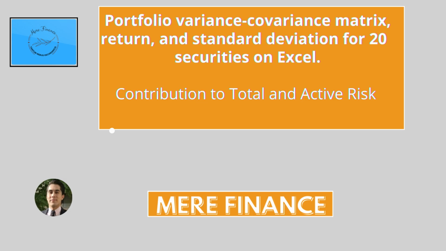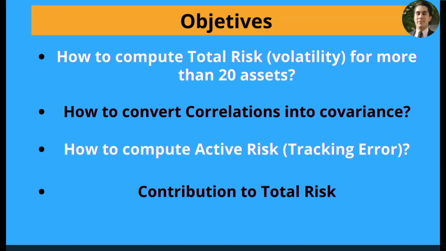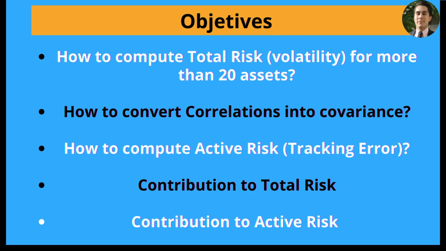So we're going to talk about portfolio variance, covariance matrix, return, and standard deviation for 20 securities on Excel. And we're also going to show you how we can do some contribution to total and active risk. So the objectives, basically: how to compute total risk, so volatility, for more than 20 assets, and how to convert correlations into covariance if you're asked to provide the total risk for a portfolio that has more than 20 assets and they can only give you correlations. Well, we can also convert them into covariance for the formula.